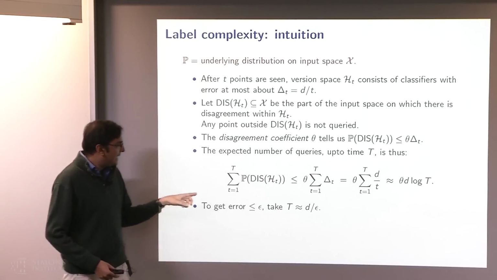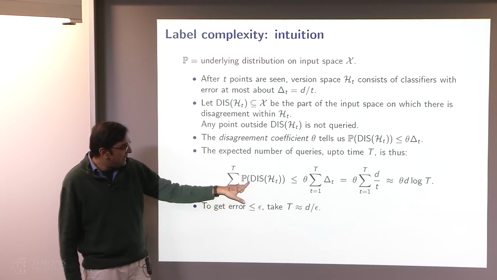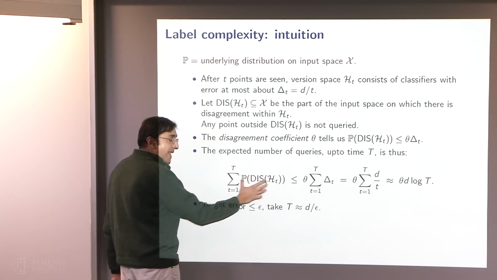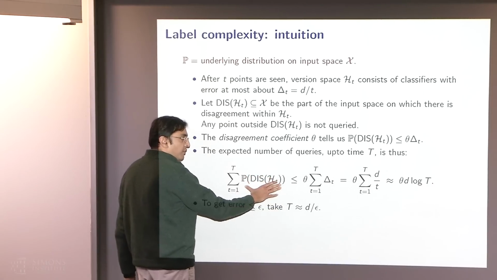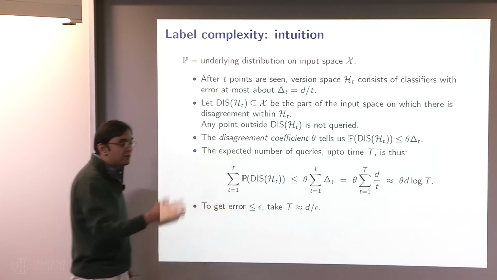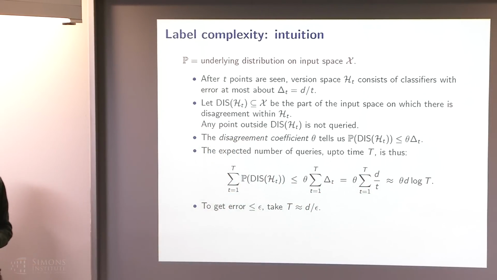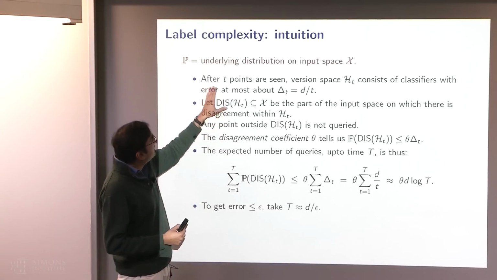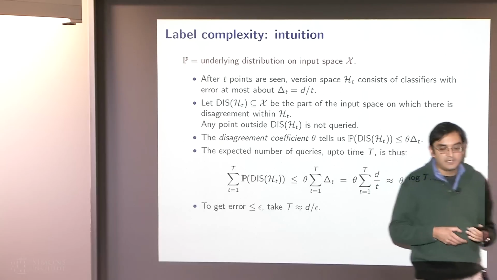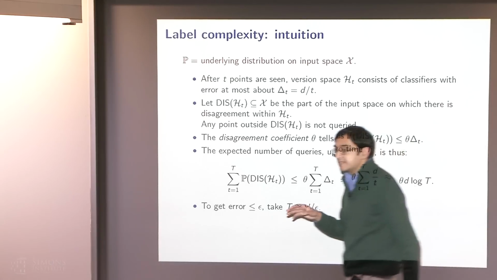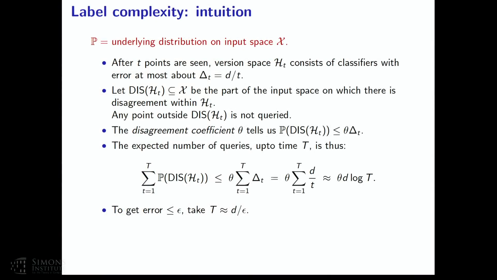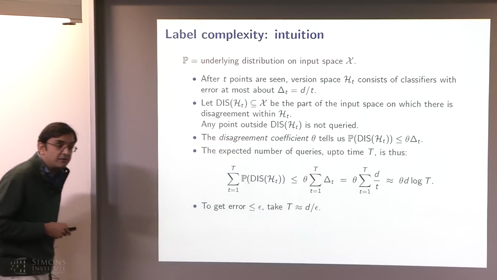Now, the probability of asking a query at time t: you'll only ask a query if the point falls in this disagreement region. The probability mass of this region, which is the probability of getting a point that you query, is theta times the error rate at that time, which is theta times d over t. And when you sum this over all t, you get theta times d times log t. And how far do you need to go? If we want error epsilon, we need to keep going until we have d over epsilon points. So you plug in d over epsilon over here, and therefore you get this bound. It's a very simple proof, as long as we manage this deal about the disagreement region.